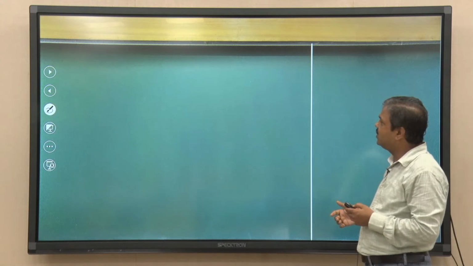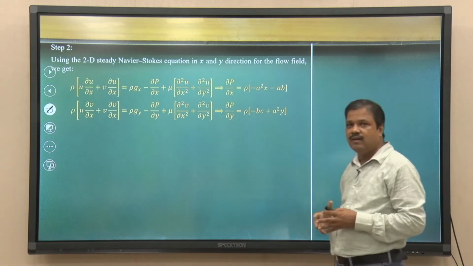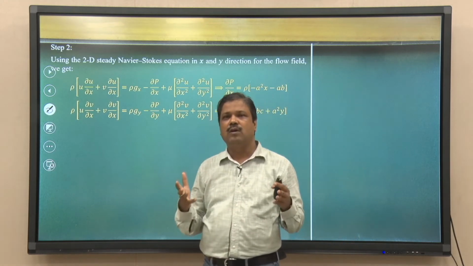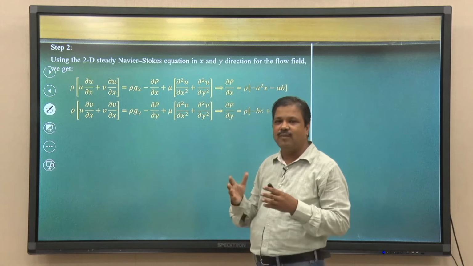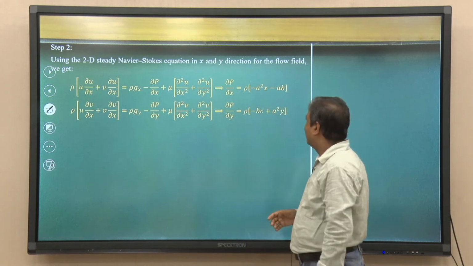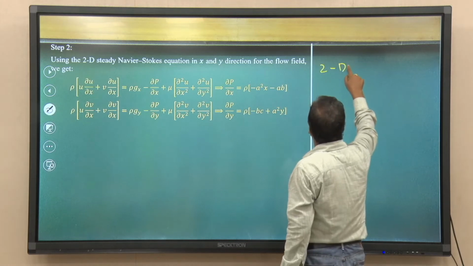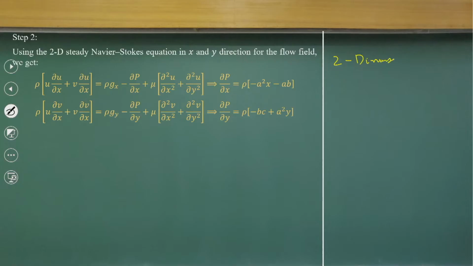In the same way, I will go for the pressure field calculations. As I said, we have two momentum equations, and we have dropped the gravity components. Again I can write the two dimensional Navier-Stokes equations. Let me write it for the x direction. Okay, that is what you can practice.